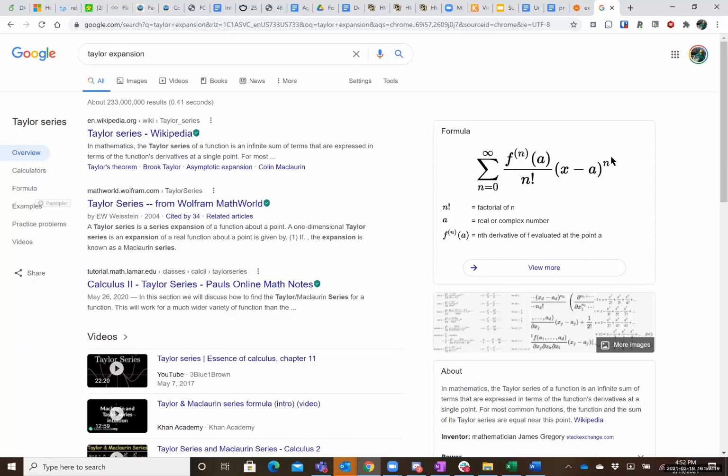And so what Wolfram Alpha is doing for me is it's taking the derivatives of my complex function and evaluating them at s equals 0, and then dividing by n factorial, and then multiplying by x minus a to the n, and x minus s to the n.